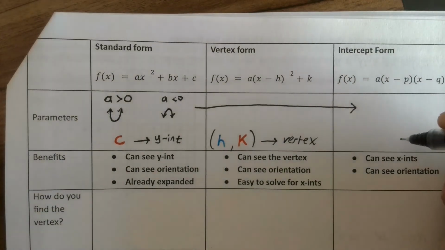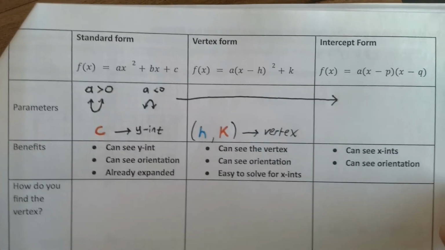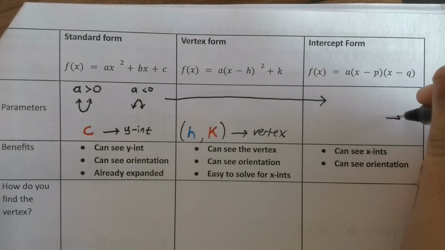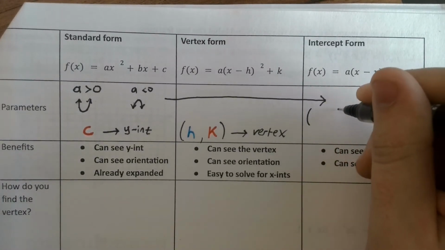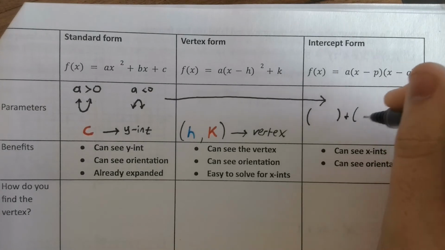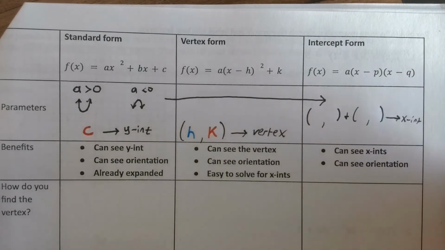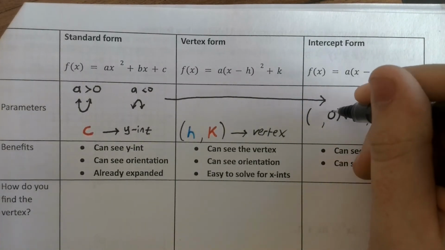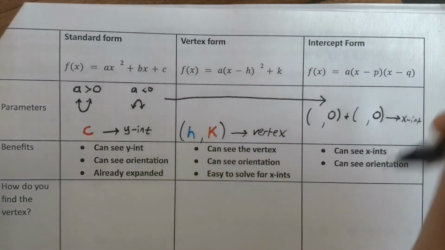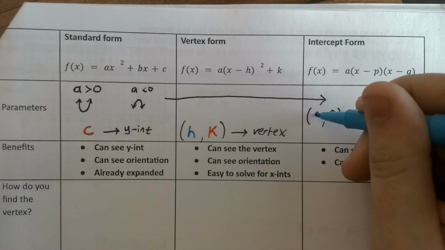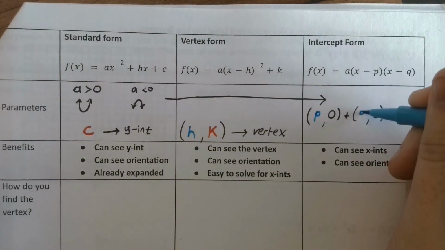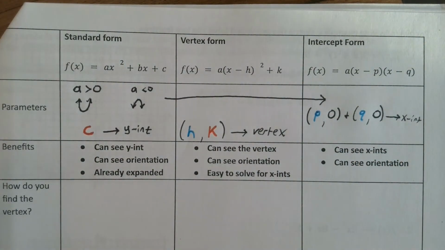Finally, what's the easiest thing to find in intercept form? It's the x-intercepts. And the x-intercepts follow something else. We know that it's always going to have a y value of 0 because that's what it means to be an x-intercept. But the x-intercepts are your p value and your q value, the ones that come after the minuses.